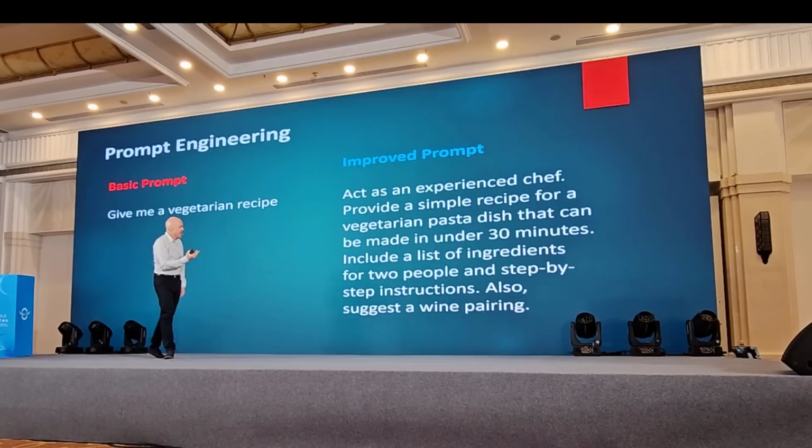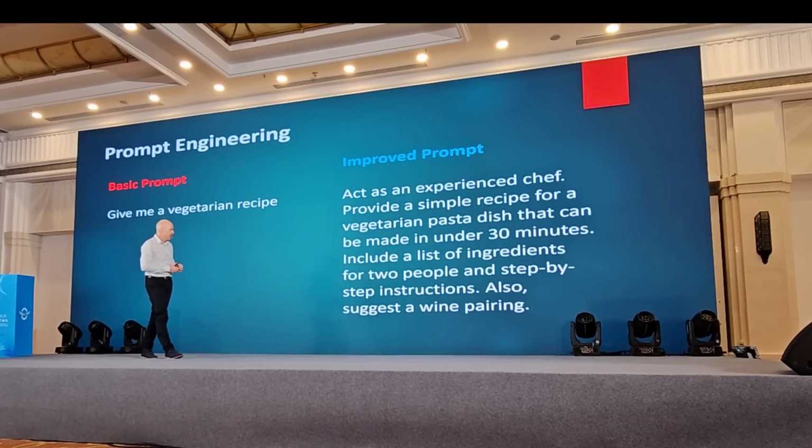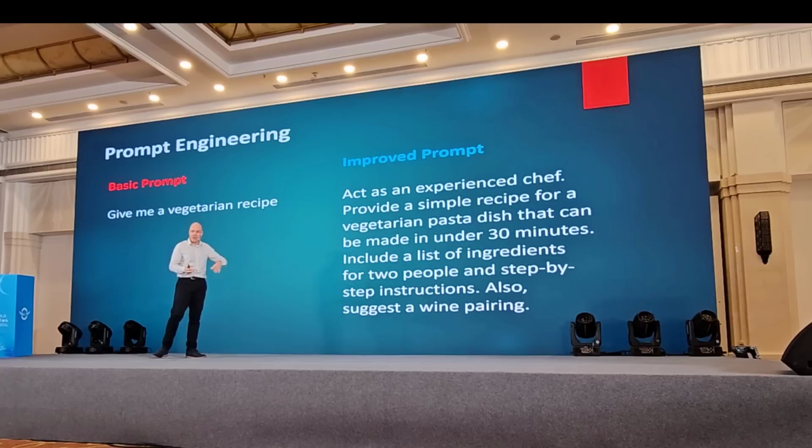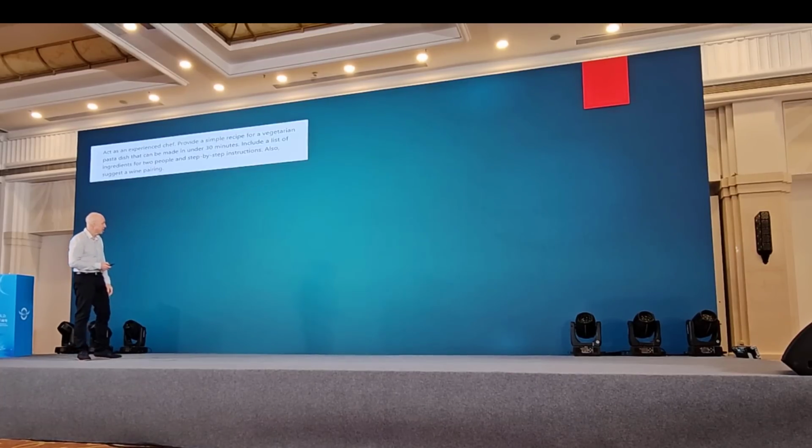Ask it to act as an experienced chef. Provide a simple recipe for a pasta dish. So now we're giving it a constraint, that it can be made in under 30 minutes. Include a list of ingredients. We're telling it the sort of output that we're after, and step-by-step instructions, and suggest a wine pairing. So we've given it the context of what we're after, some constraints, and then we've given it an idea of the sort of output that we're after.